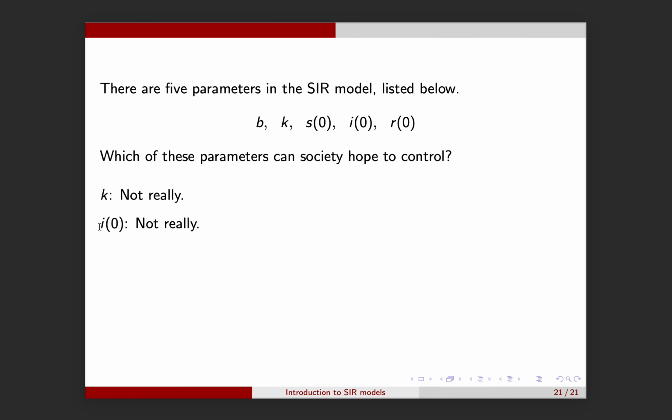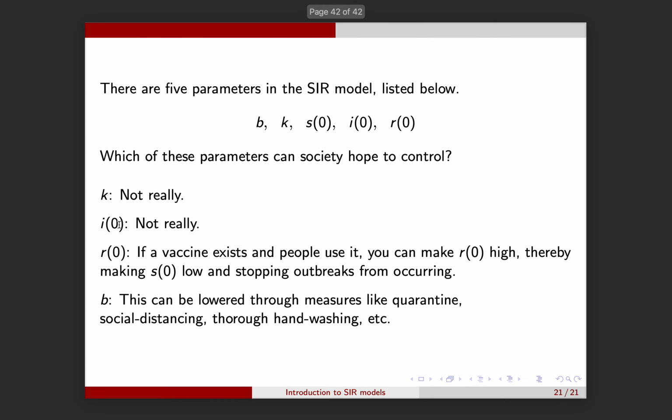You can't really control the initial number of infecteds, assuming that there are some. I mean, you could wall off your city, I guess, and keep I of 0 at literally 0, but generally speaking, no. Once infecteds show up, you don't really have much control over I of 0. You do, however, have control over other things.